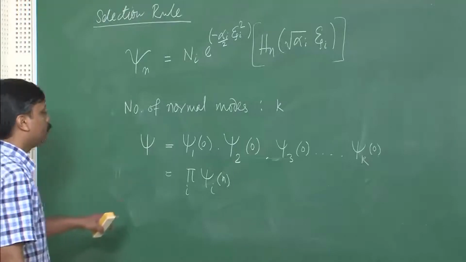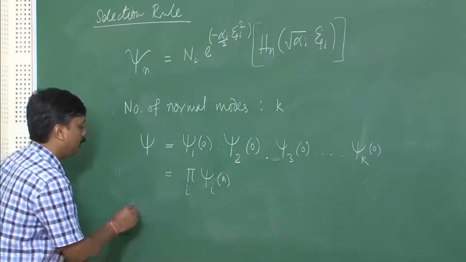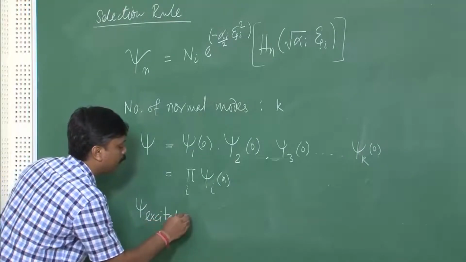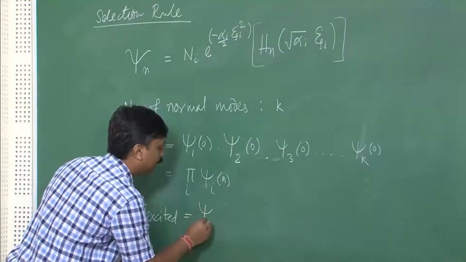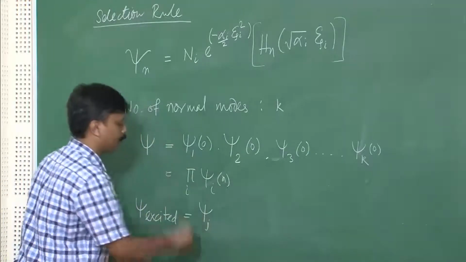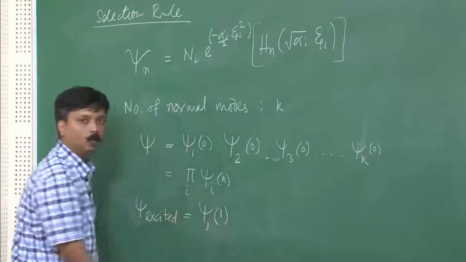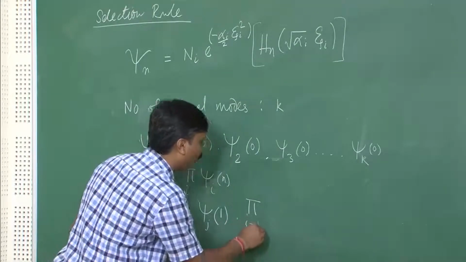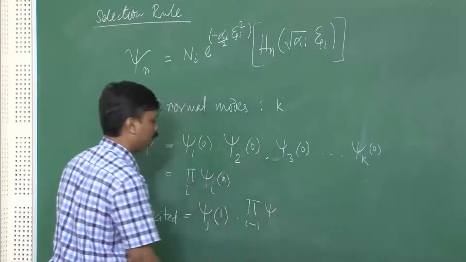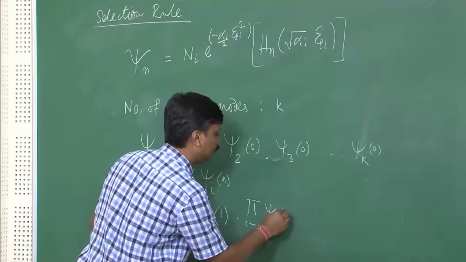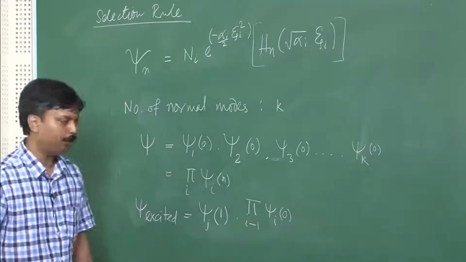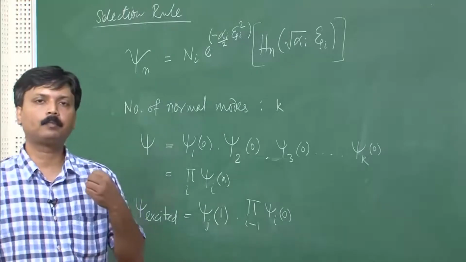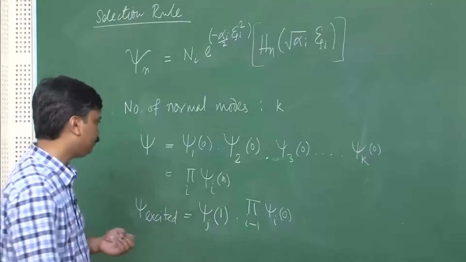Now, suppose I have a situation where my psi j is residing on state 1, and the rest of them, that is I minus 1, are still residing on the 0th vibrational level. So, this configuration is the first excited state configuration.